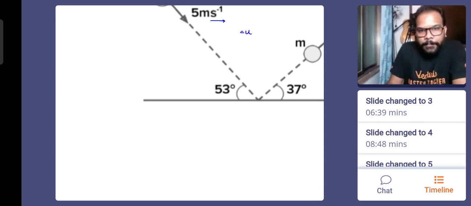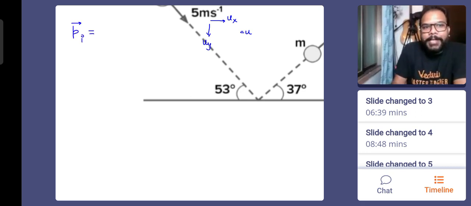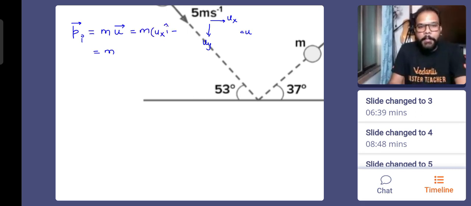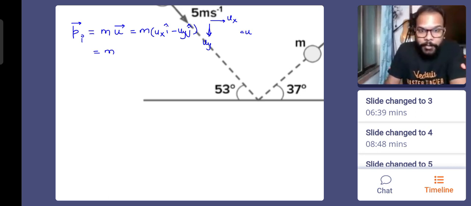This is the initial velocity. This is its initial component in the x direction. This is the initial component in the y direction. So everyone, I'm writing the initial momentum vector, which is going to be m u vector. And what is the u vector? The u vector is ux i cap minus uy j cap. Why am I writing minus here? Because we already know the y component is in the negative direction. You were all shouting about it because we all understand this. Okay guys, the sign convention: this is x, this is y.